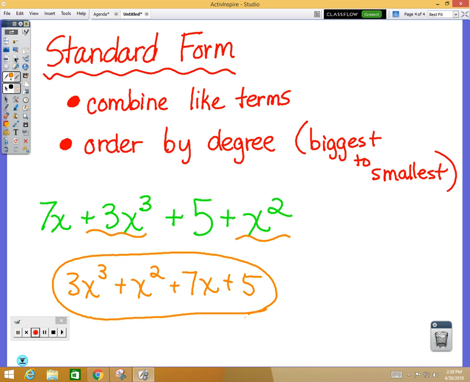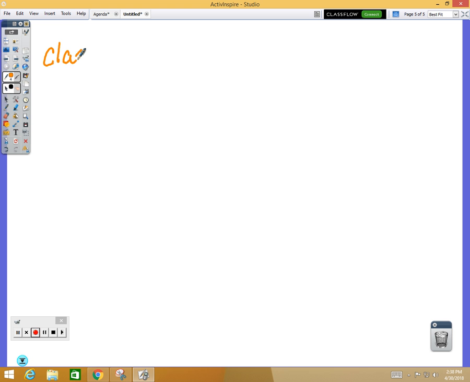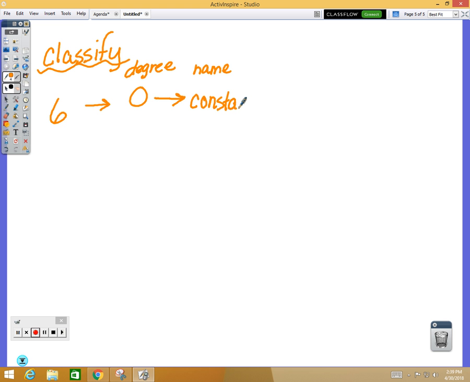Alright, something else that we want to talk about is a way that you could classify them. So we can classify them by degree. We can give them a name based on their degree, and we can also give them a name based on their amount of terms. So let's say that we have the number 6. What is the degree of 6? 0. So when the degree is 0, the name of that is going to be a constant. How many terms are here? So when it has one term, it's called a monomial.